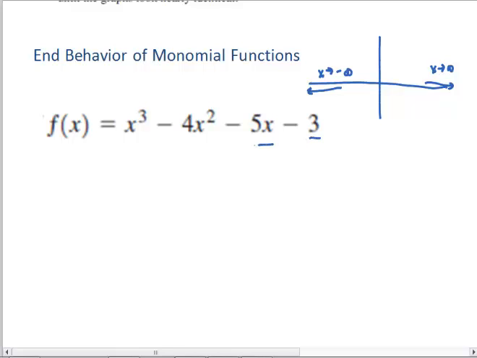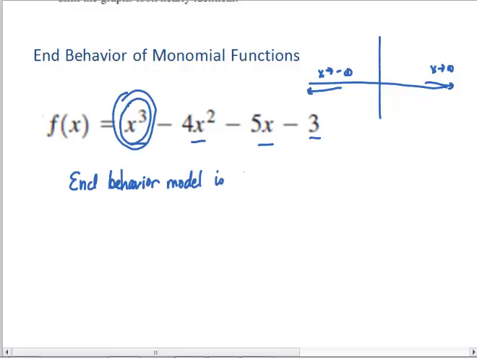No matter how many terms your polynomial has, the polynomial's end behavior is always dictated by the highest power term. It will always look like that term. The way we can describe end behavior is by using an end behavior model. If they say describe the end behavior using an end behavior model, you would just say that the end behavior model is, and you would say what the last term is. Of this function, it is x cubed.